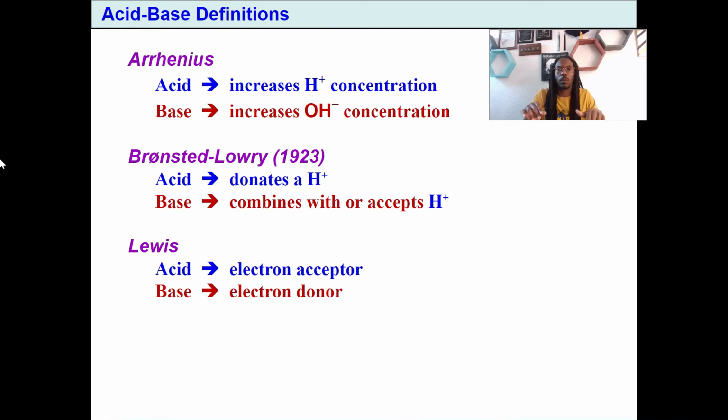Lastly, we have Lewis. Now we're into electrons. Your acids are accepting electrons, so if you are accepting electrons, you are an acid. And if you are a base, you are donating your electrons. We can see this has really broadened the spectrum of what we consider to be an acid or base. So these are all definitions of acids and bases. All of them are correct. It's just a different way of saying them.